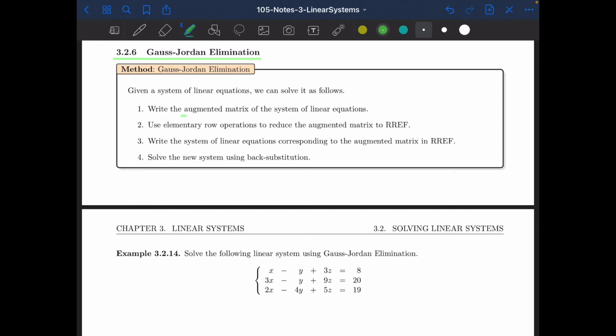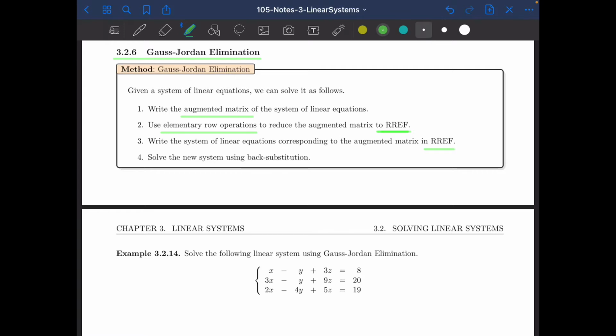Step 1 is to write the augmented matrix of the system of linear equations. This is the same as the first step for Gaussian elimination. Step 2 is to use elementary row operations to reduce the augmented matrix to RREF, to reduced row echelon form. In Gaussian elimination, we reduce the augmented matrix to row echelon form. In Gauss-Jordan elimination, we reduce the augmented matrix to reduced row echelon form. Step 3 is then to write the new system of linear equations corresponding to the augmented matrix in RREF. And step 4 is to solve the new system using back substitution.